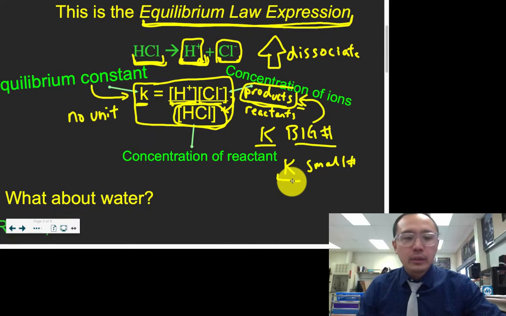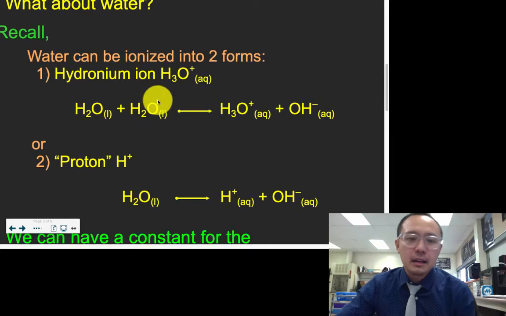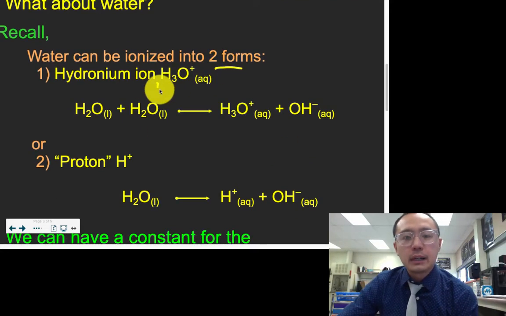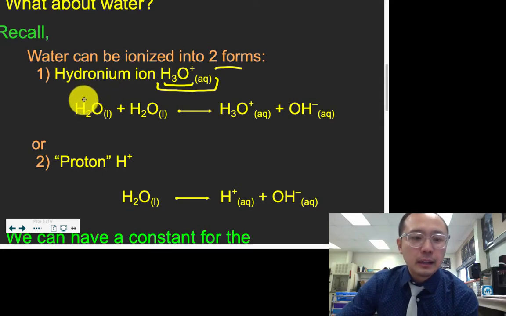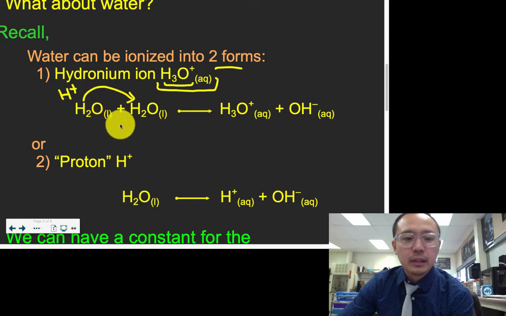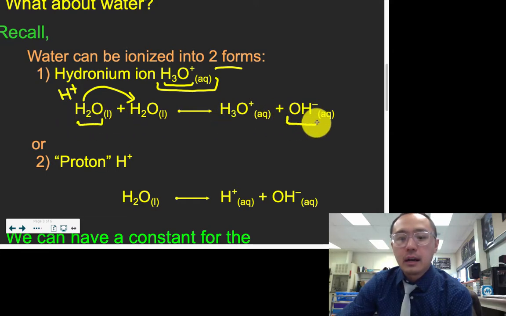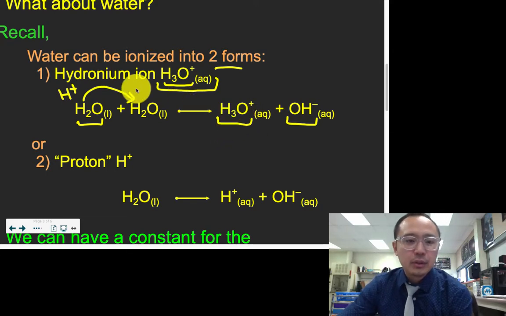So why are we talking about all of this? Let's look at water, for example. Remember, water can be ionized into two forms. You have your hydronium ion, H3O+. How do we get your hydronium ion? Based on Bronsted and Lowry's definition, an acid is a proton donor. If water acts as an acid, it donates one of its protons. This gives you a hydroxide ion, with one less proton, whereas the other water gains a proton and gives you H3O+, your hydronium ion.